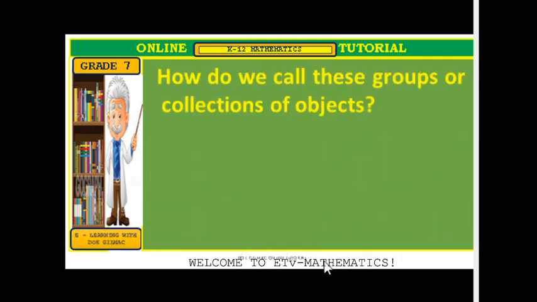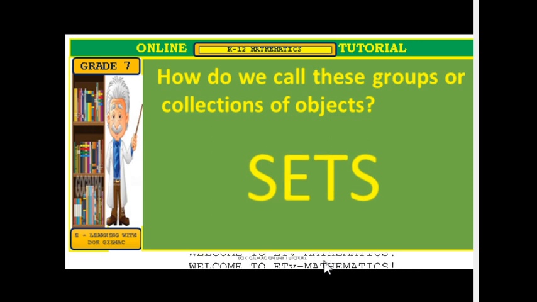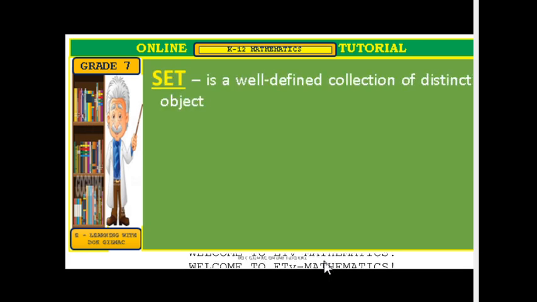How do we call these groups or collections of objects? We call these groups or collections of objects to be sets. Yes, you heard it right. They are called sets. A set is a well-defined collection of distinct objects.